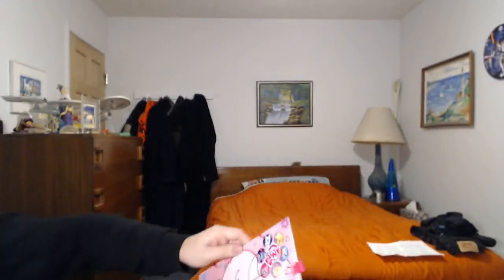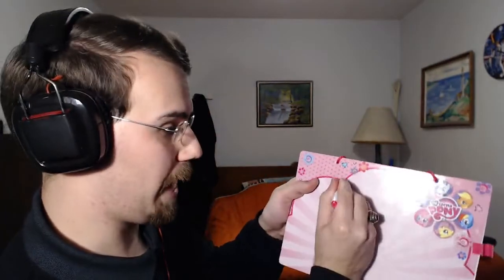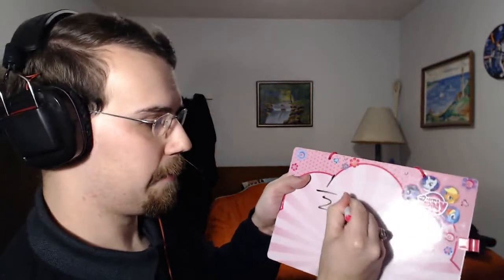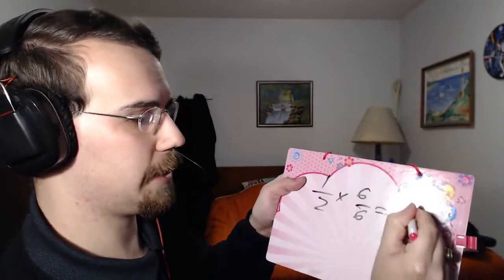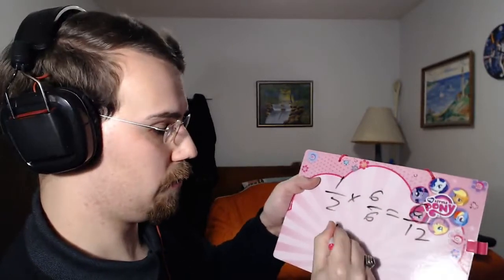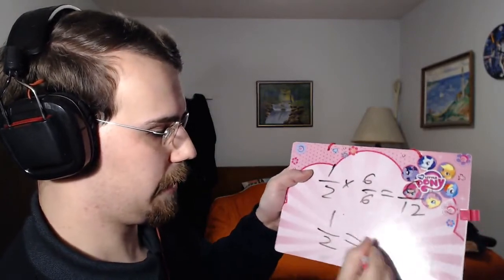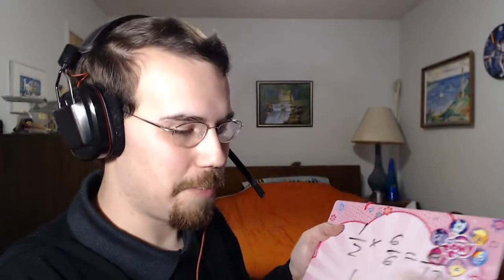Can we prove it? Of course we can. All we have to do is multiply by 1, just like we've always been doing. Remember how we took the 6 out? We're going to put it back in. 1/2 times 6/6, which is the same as 1, is equal to 1 times 6 equals 6. And 2 times 6 equals 12. So 1/2 equals 6/12.